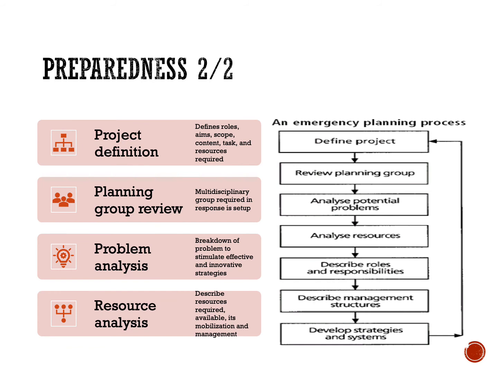So in planning, first you define the roles, aims, scope, content, tasks, and resources required. So you define all that. If flooding occurs, what is the likely scope? What is the role? Who and who is required? What are the resources? How much do we need? What needs to be done? You define all that clearly so that you know, right?